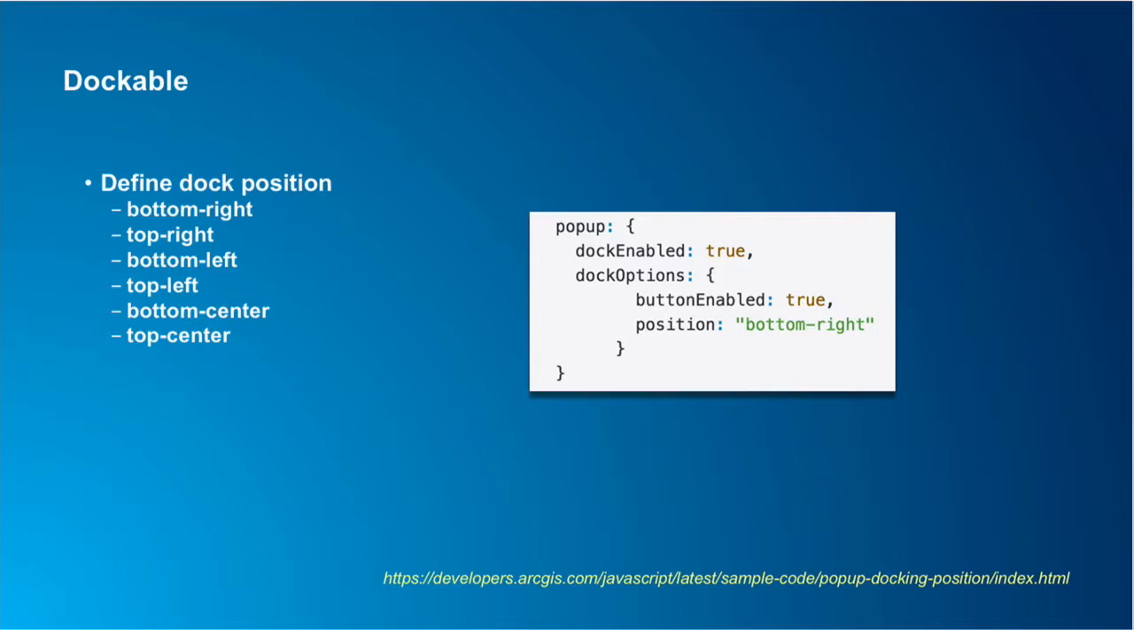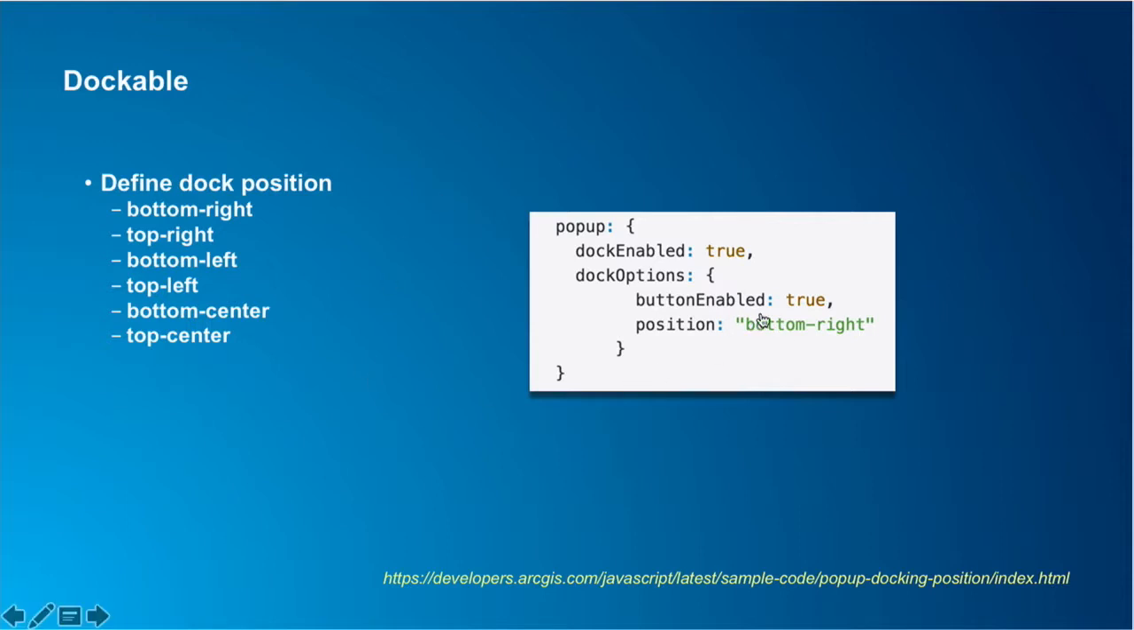The first one says button enabled. Remember in that architecture slide I showed you, there was a little button at the top. If you want to dock it somewhere and you don't want people to undock it, you can just disable that dock button, and then that's where it stays, right? And then we specify that we want this pop-up to be in the bottom right corner.